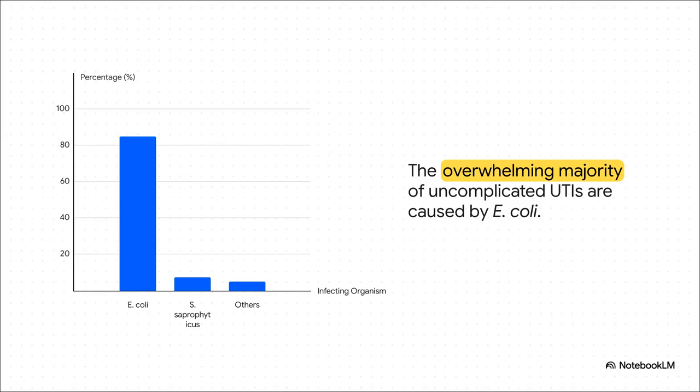Now this chart, this is basically the foundation for everything we do with empiric therapy. I mean, look at that. The vast majority of these infections are caused by good old E. coli. And that's why our first-line drugs are chosen so specifically. They are laser-focused on knocking out that one main bug.